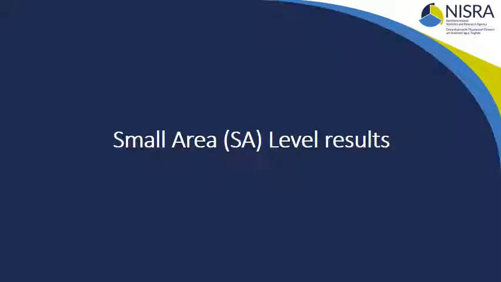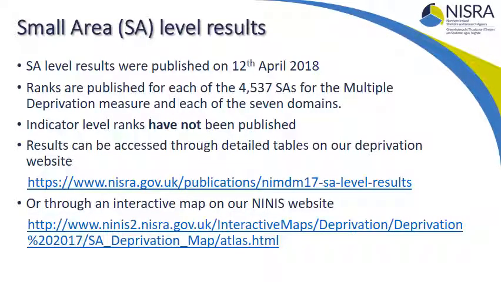So far, we have focused on super output areas, but we have also published the results at the small area level. The small area results were published on the 12th of April 2018. There are 4,537 small areas within Northern Ireland, with an average population of around 410 people. There are roughly 5 small areas within each super output area, so they allow users to identify pockets of deprivation.